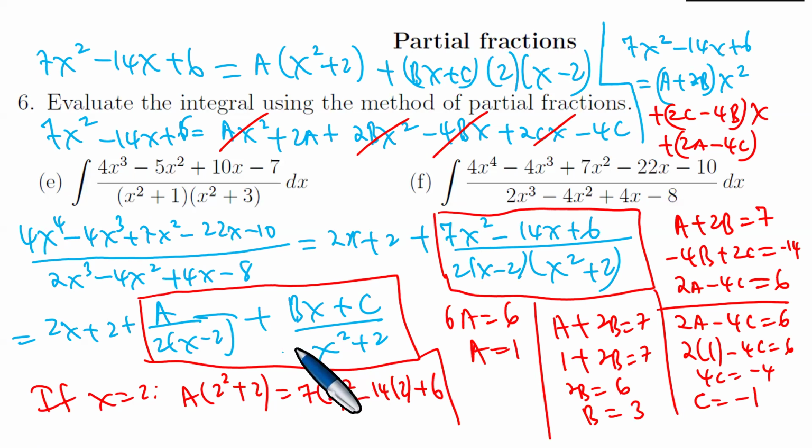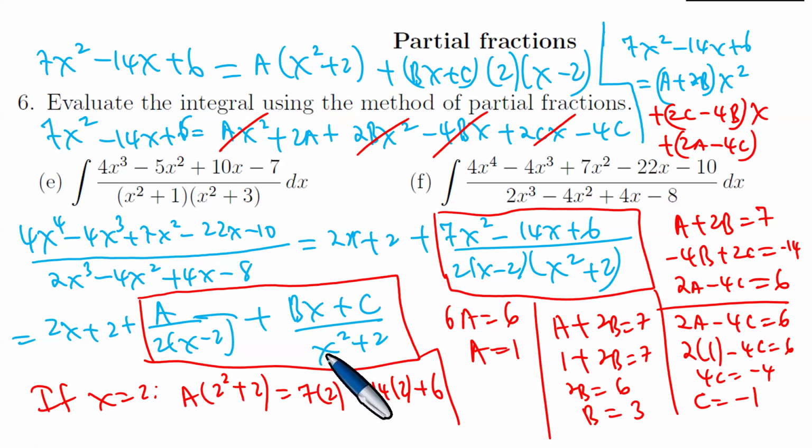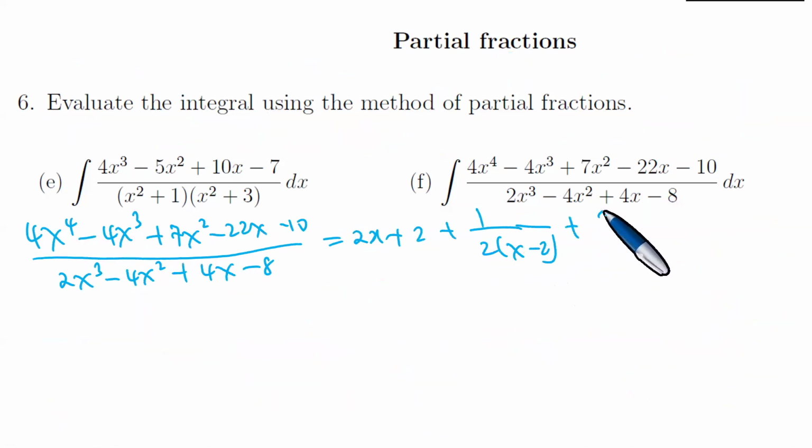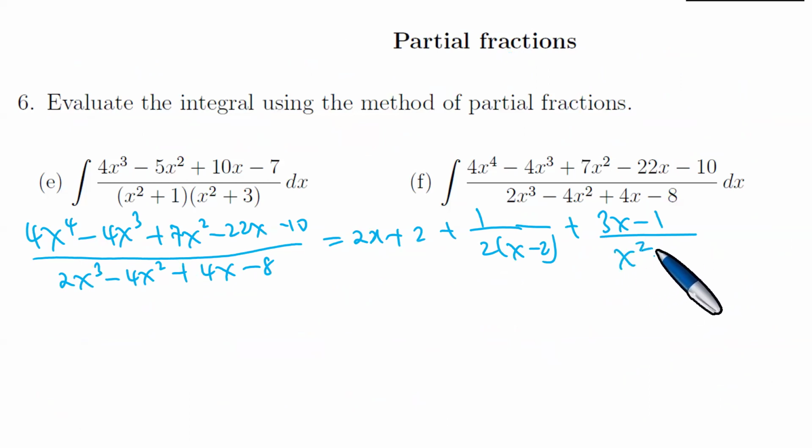Okay, and then now you have the A here. What is the A? The A is 1. So it's 1 over 2, 1 over 2x minus 2. The B is 3 and the C is minus 1. So it's 3x minus 1, divided by x squared plus 2. Okay?